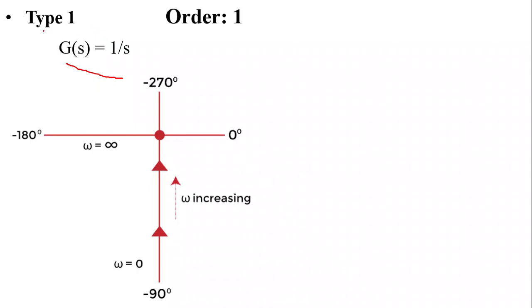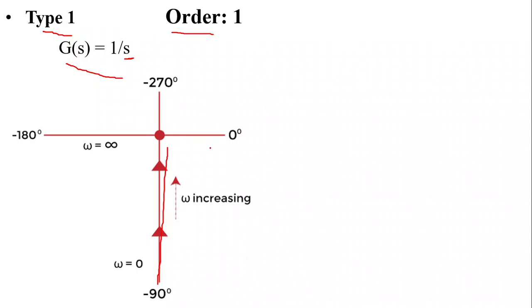Here, type 1 means, how do we find this? It is a type 1 system means in the denominator we have one s term, which indicates a pole at the origin. Order 1 means we have only one pole. So we start at this point: type 0 is here and this point is our type 1 system. So we start at this point and then end at this point, where we end means order 1 system.